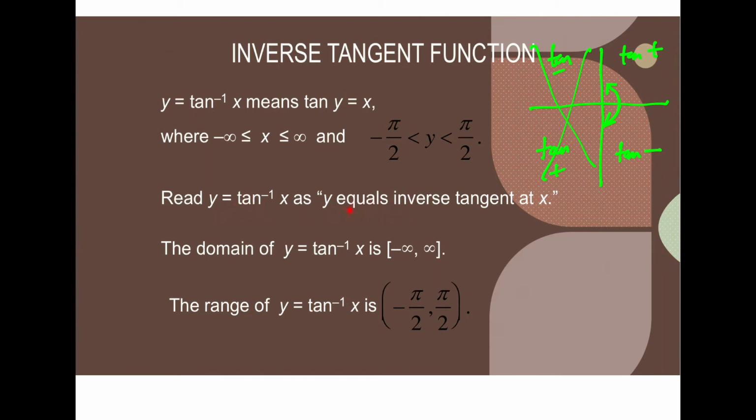We read it as y equals the inverse tangent or the arctangent at x. And the domain of inverse tan at x is from negative infinity to positive infinity. In other words, we can plug whatever we want in there. We're not restricted. Remember, cosine and sine are restricted between negative 1 and positive 1. Tangent has no such restrictions.